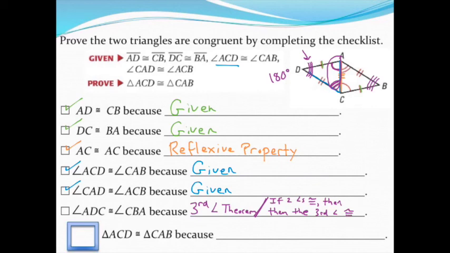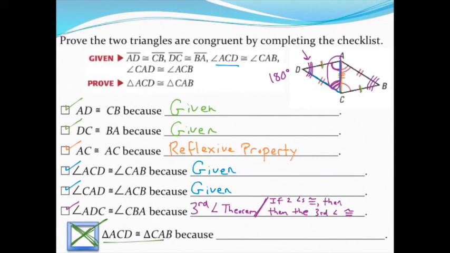If two angles are congruent, then the third one has to be congruent as well. And so I can check off that box right there. So finally, I've arrived at the end of my proof. I've proved that all 6 parts are congruent. So I'm going to go ahead and X off that big final box. I can now say that for sure those 2 triangles are congruent to each other.